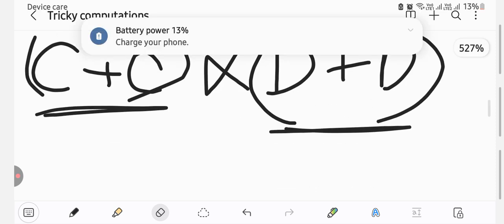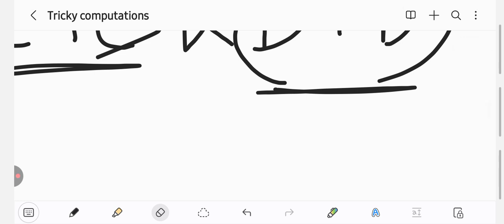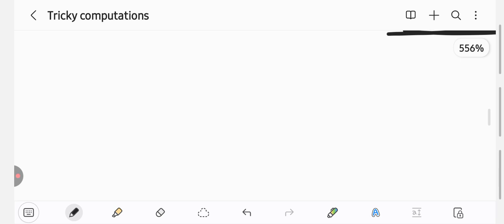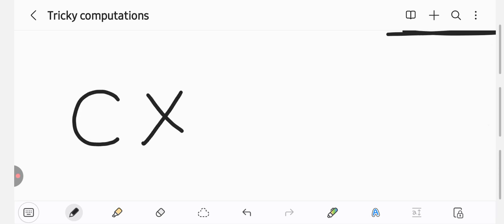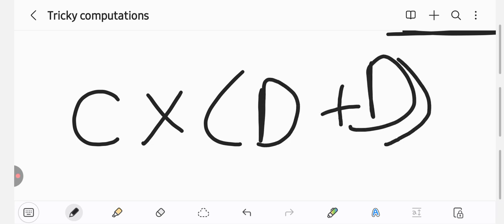Now here comes the main problem. Before this, let's understand the main concept of this tricky computation. If you have c times d plus d, now we know the distributive property. What does it state? C times d plus d means that d plus d is added c times. Now if we grouped the terms, we would get cd and cd.